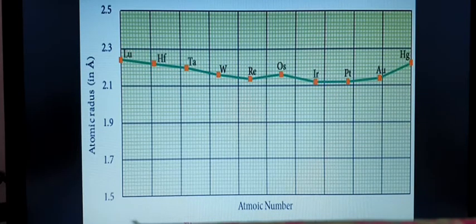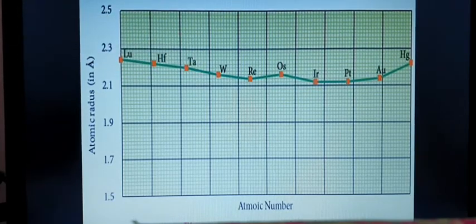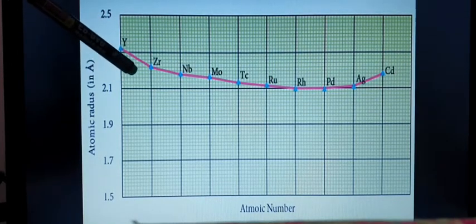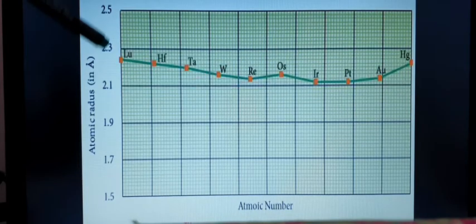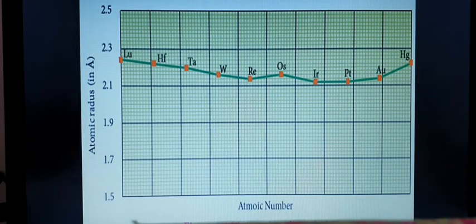And this is the case of atomic radius in the 5d series elements. The atomic radius of 4d and 5d are nearly the same. For 3d, the atomic radius starts at the 2.1 level. Here 4d starts at 2.31, but we expect more than 2.5 in the case of 5d; instead it starts at only 2.3 something.